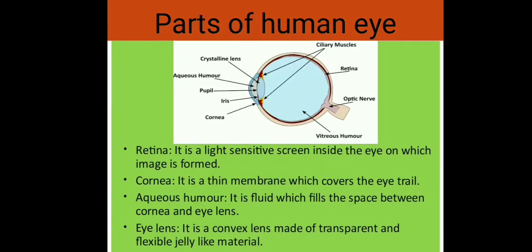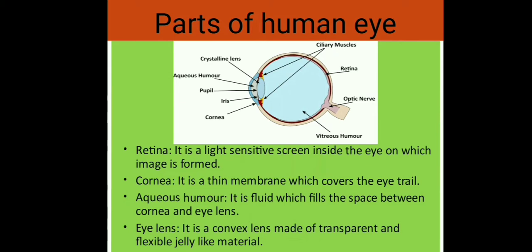Parts of the human eye. In this slide you can see a diagram of the human eye in which various parts are already labeled. Students, I will suggest you please learn the diagram carefully. Now come to the different parts of the human eye. First is retina. You can see the position of the retina in the human eye. Retina is a light sensitive screen inside the eye on which image is formed. It contains rods and cones.